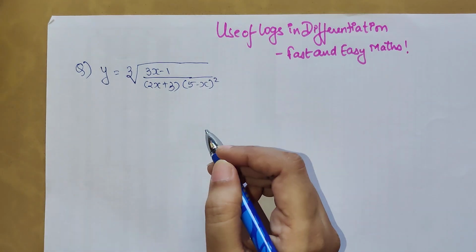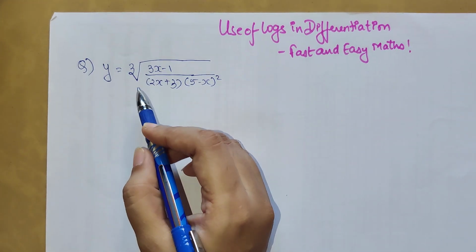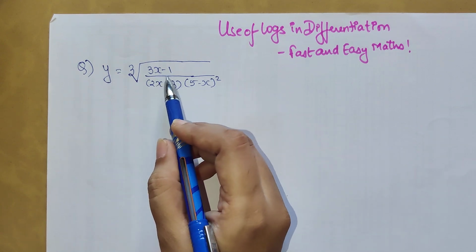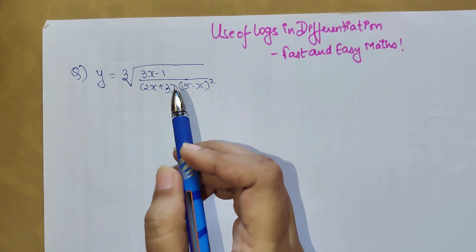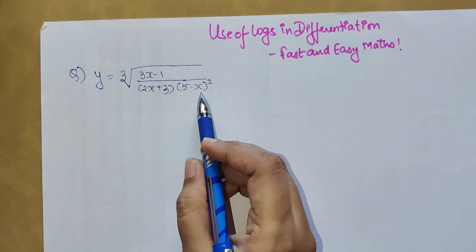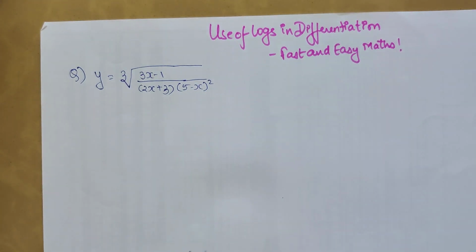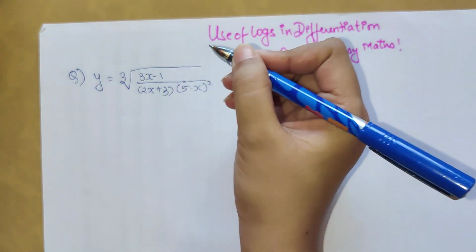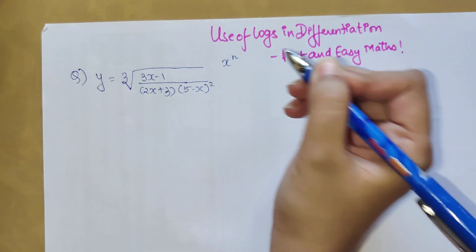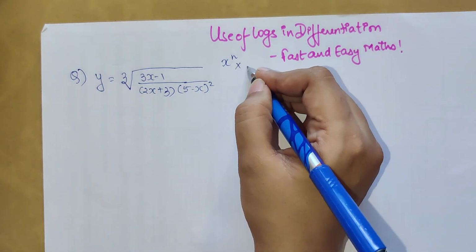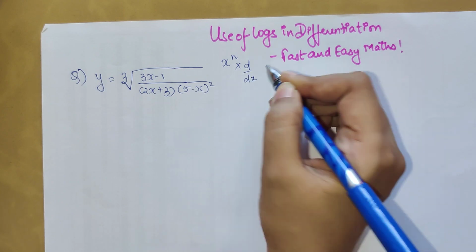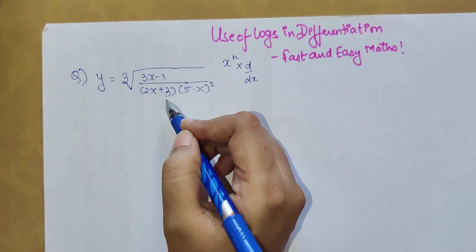So the question is: cube root of (3x minus 1 upon 2x plus 3) the whole, multiplied by (5 minus x) the whole square. I'm sure a lot of you must have thought that we can simply use the formula of x raised to n. The thing is, after using that formula you would still have to differentiate the thing which is inside your cube root.